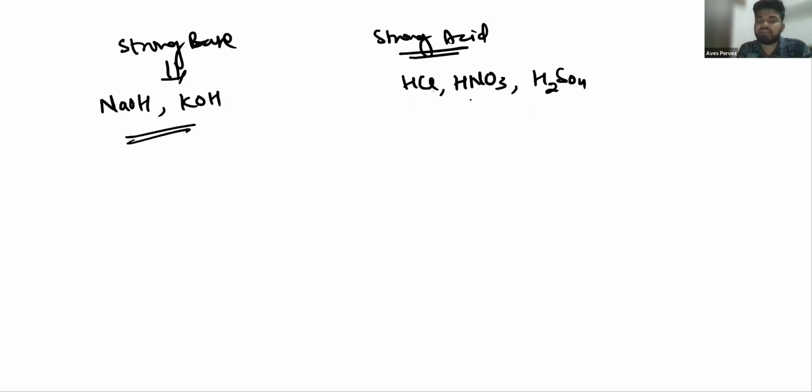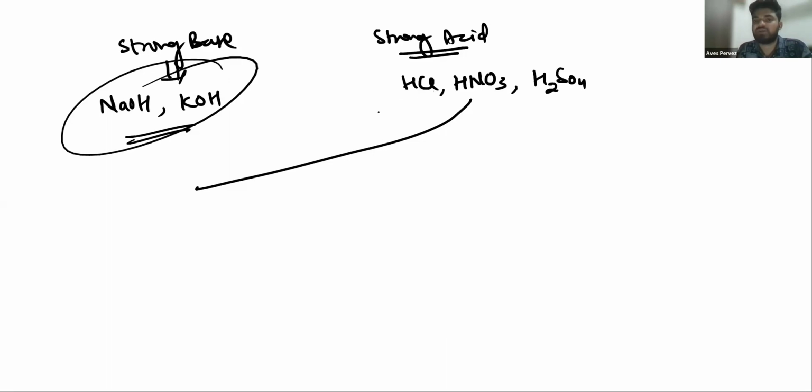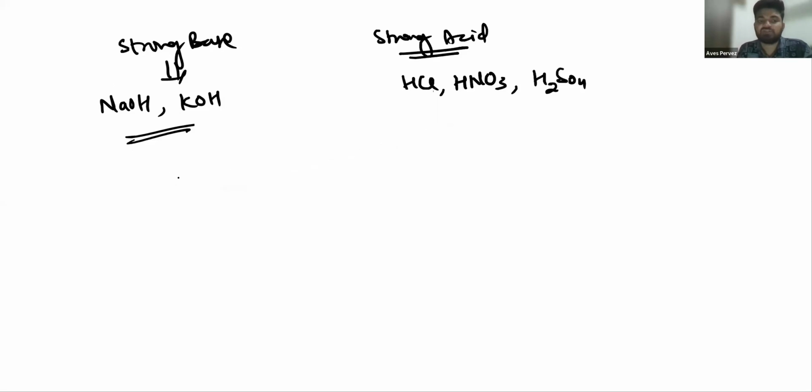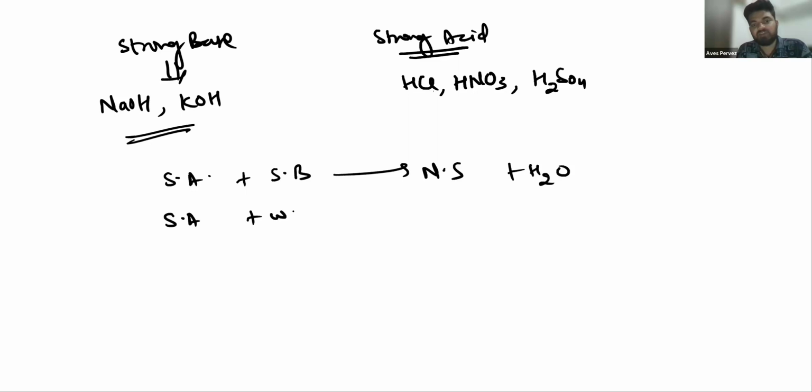And if a strong acid is reacting with a base which is not one of these strong bases, it means it is reacting with a weak base. So a strong acid will react with a weak base and form an acidic salt. Let me explain. Strong acid plus strong base gives neutral salt plus water. Strong acid plus weak base gives you what? Acidic salt.